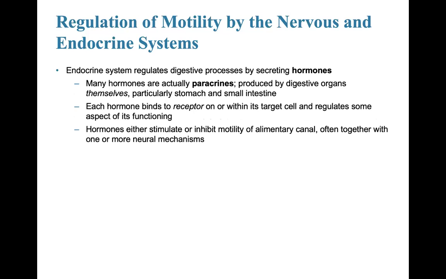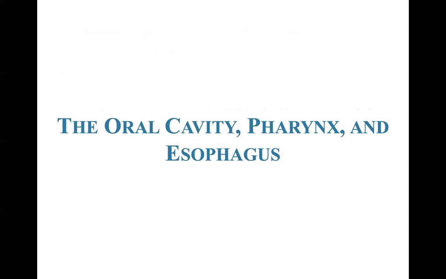The endocrine system also regulates the digestive process by secreting various types of hormones. Many hormones are what we call paracrines, which are produced by the digestive organs themselves, particularly the stomach and small intestine. Each hormone binds to a receptor on or within the target cell and regulates some aspect of its functioning. Hormones are going to either stimulate or inhibit motility of the GI tract, often together with one or more neural mechanisms.